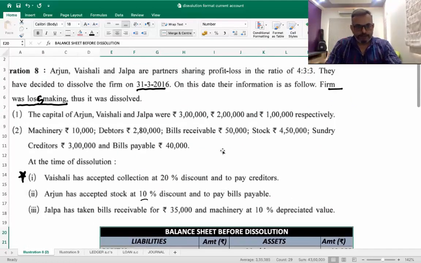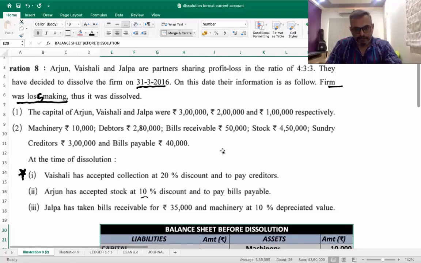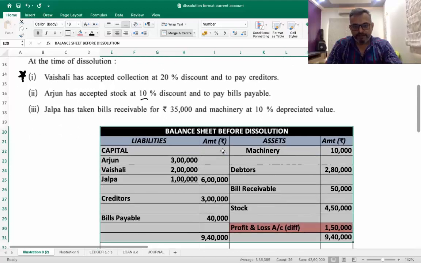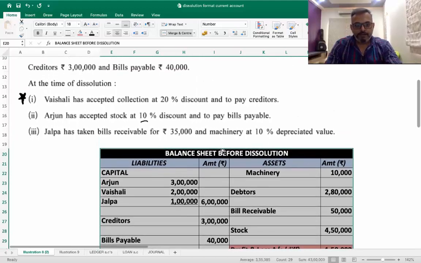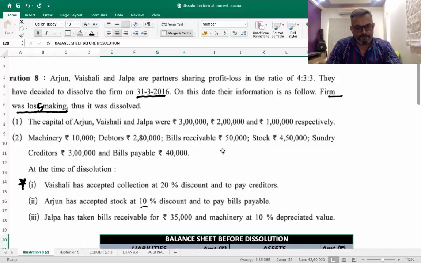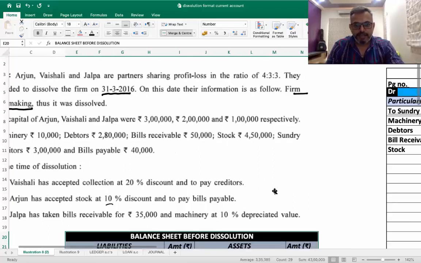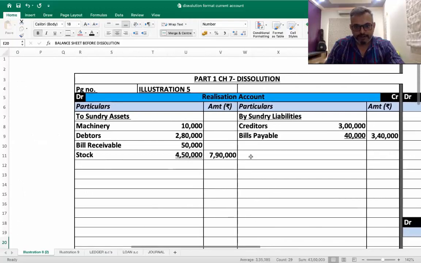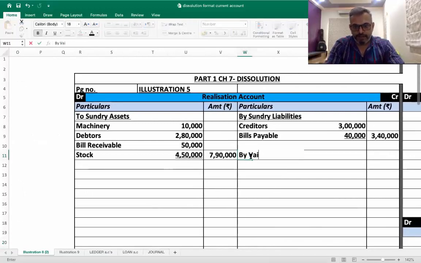Let's start with what is happening with various assets. सबसे पहले we'll have to see that now we have assets which are machinery, debtors, bill receivable and stock. We have 4 assets. Now what is happening? Vaishali has accepted collection at a 20% discount and to pay creditors. Yani Vaishali has taken over our debtors. So here we write by Vaishali's capital account.